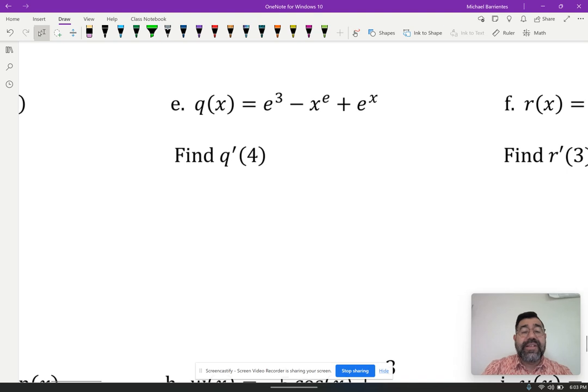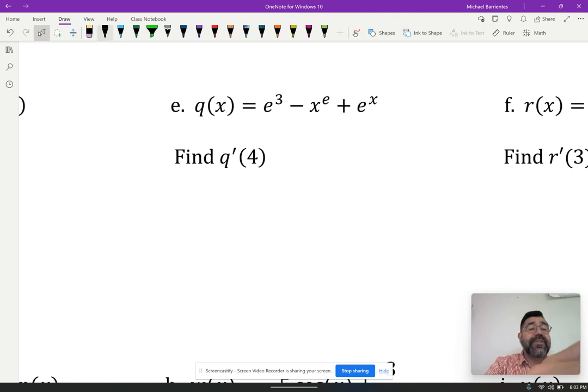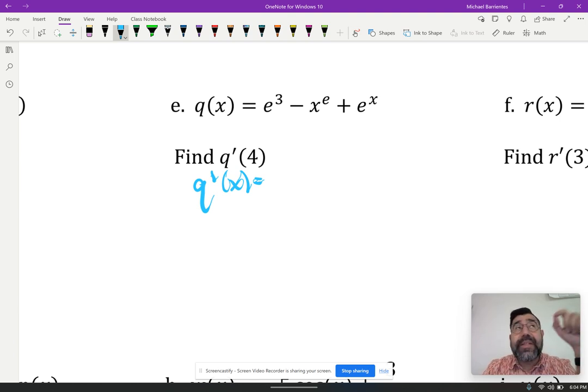Letter E looks really interesting, I'm going to say. Letter E, we're going to find the derivative first. Q prime of x. Well, the derivative of e to the third, remember, e is a number. So I have a number as a base. I can't use the power rule, right? The power rule, this has to be a variable. E doesn't change. It's a constant. So if I have a constant to a constant, that's a big constant. The derivative of any constant is 0.